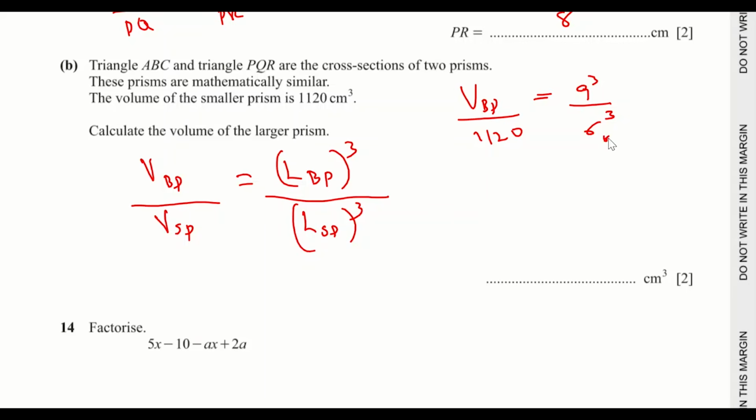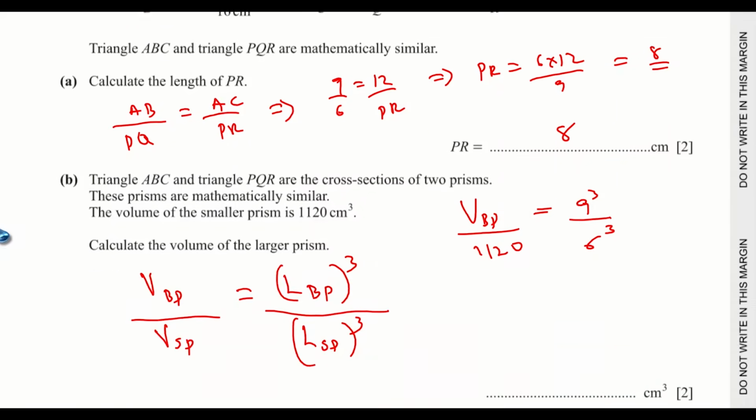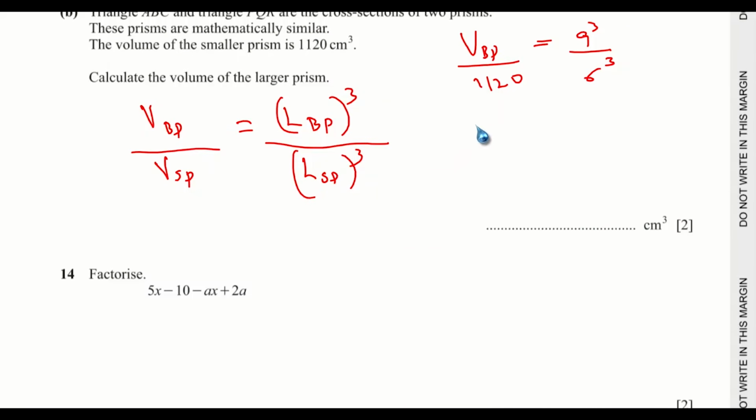If you scroll up here, let me show you, we have these two corresponding sides, 9 centimeters and 6 centimeters respectively. That's what I did. If you cross multiply and make VBP the subject of the formula, you should have VBP equals 1120 multiplied by 9 cubed divided by 6 cubed. If you input this into a calculator straight away, you should get 3780. So it should be 3780 cubic centimeters.